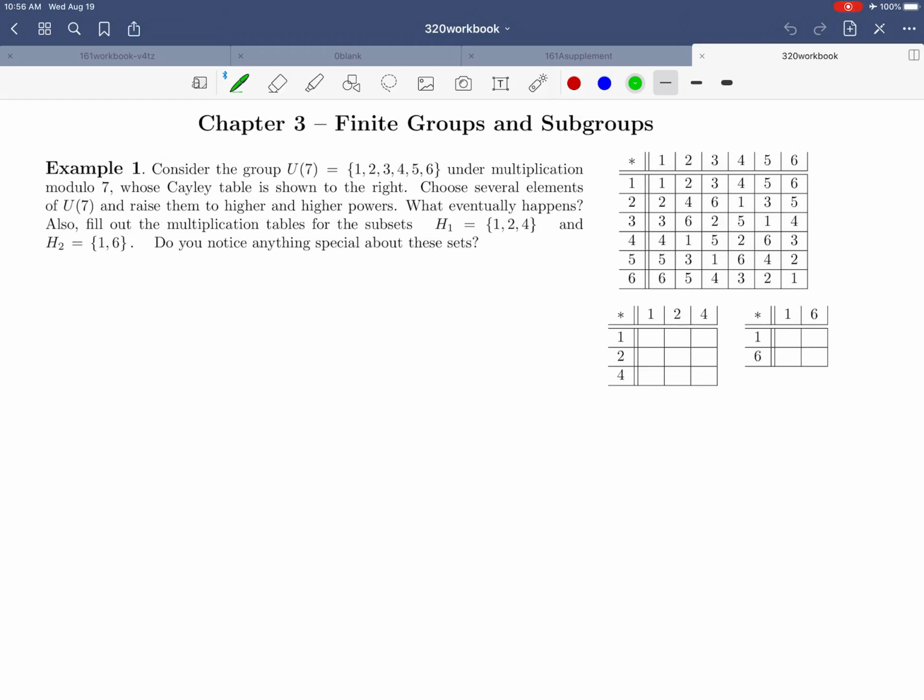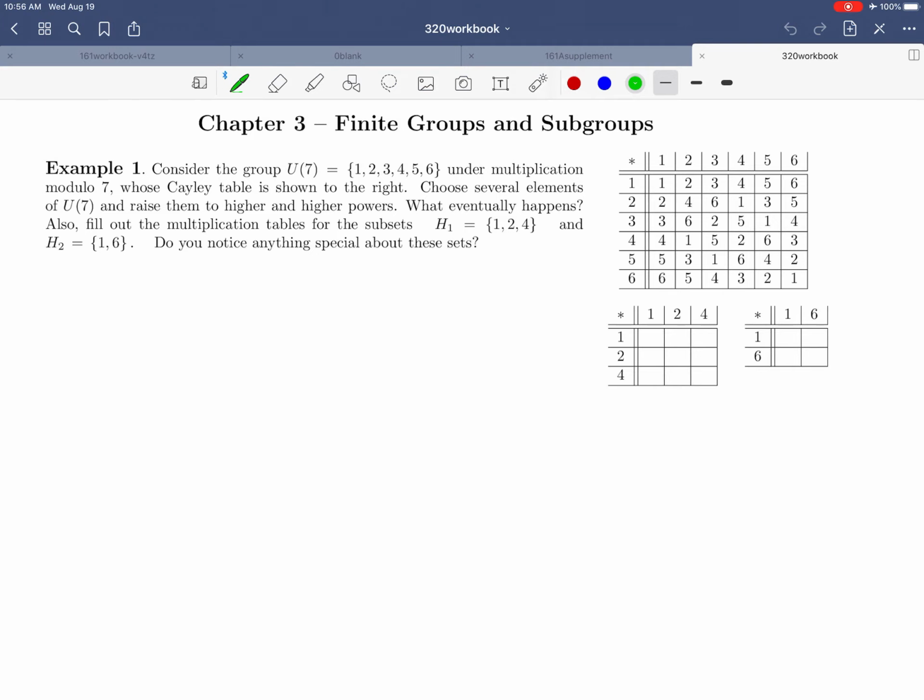Welcome to chapter 3, where we're going to learn about finite groups and subgroups. To introduce us to two important ideas, we're going to start by working through example 1. If you haven't done so already, I would pause the video, read example 1 and try to answer the question yourself before you watch me work through it. Okay, so now let's look at it together.